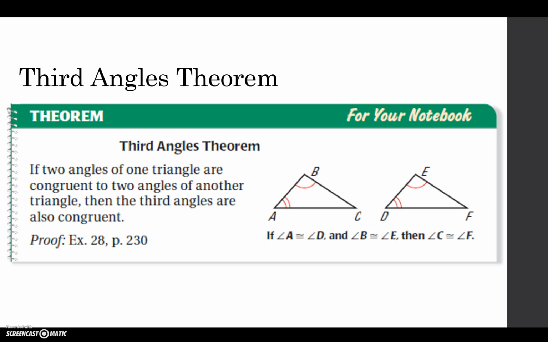Moving on, we have another theorem here. It's called the third angles theorem. What this states is if two angles of one triangle are congruent to two angles of another triangle, then the third angles are also congruent. So this kind of seems like, why do we need to have this theorem here? And it's for more complicated problems.